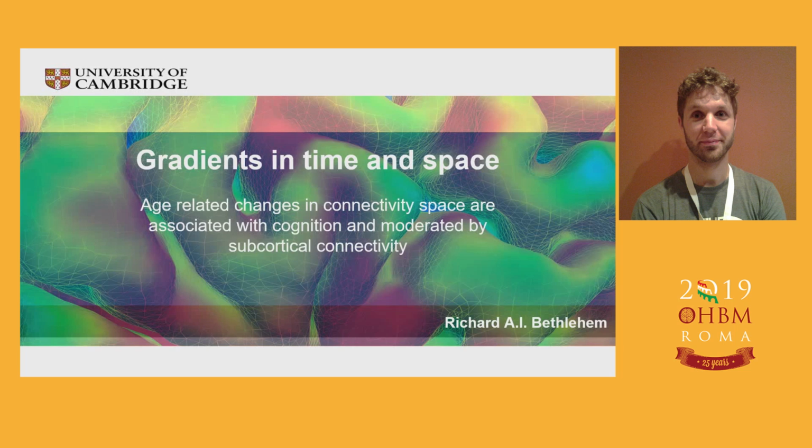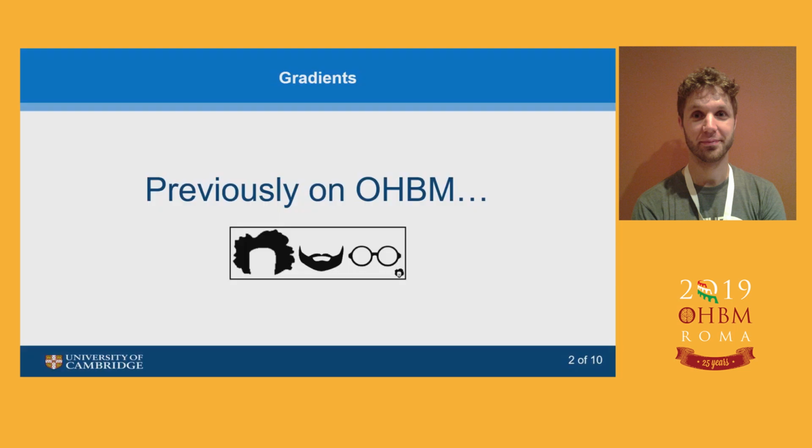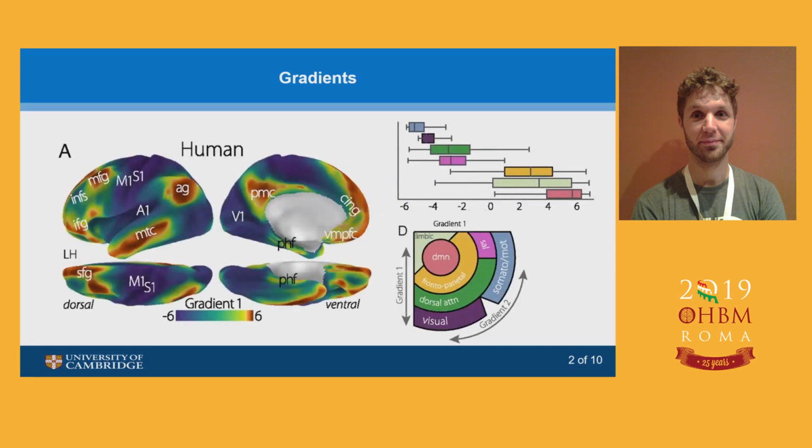Now, there's been a lot of talk about gradients already, but I'm still going to do a slight recapitulation of what happened last year at OHBM, because that's where this project started. It started with a talk by Daniel Margulies, where he explained what gradients are. I'm sure most of you will know that gradients are a nice dimensionality reduction technique that you can use to visualize connectivity patterns in a more dimensional sense. What I think is really nice about this technique, and what Daniel very clearly showed last year, is that it also recapitulates a hierarchical organization across different dimensions.